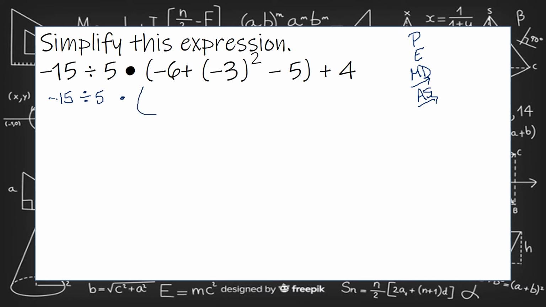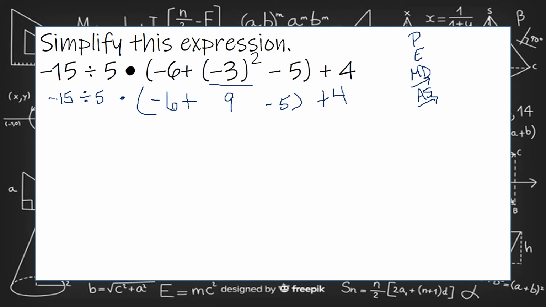times, and I'm going to look in my parentheses at what I need to simplify first. Inside my parentheses, I see the negative 3 squared. That means negative 3 times negative 3. A negative times a negative is a positive, and 3 times 3 is 9. So now I've got a 9 in place of that negative 3 squared.